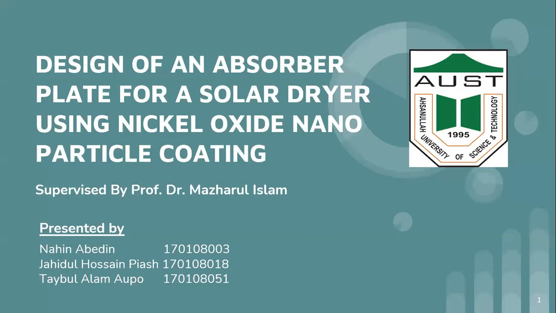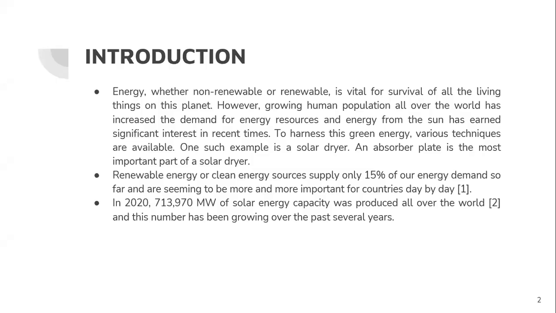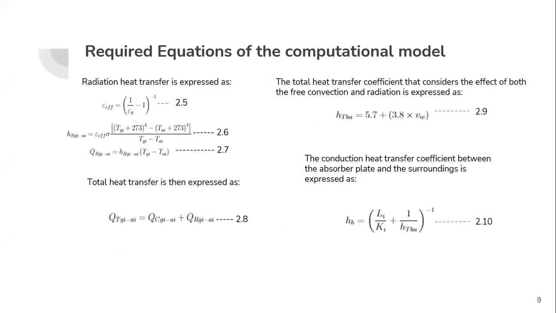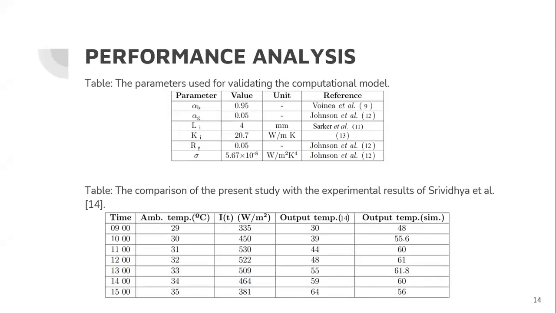The reflectivity index, how do you get this one? Can you explain? Yes, sir. This was taken from the work of Johnson et al. They have provided us with the reflectivity of the glass and the reflectivity of nickel oxide. So these parameters were taken from the work of Johnson et al., reference number 12.